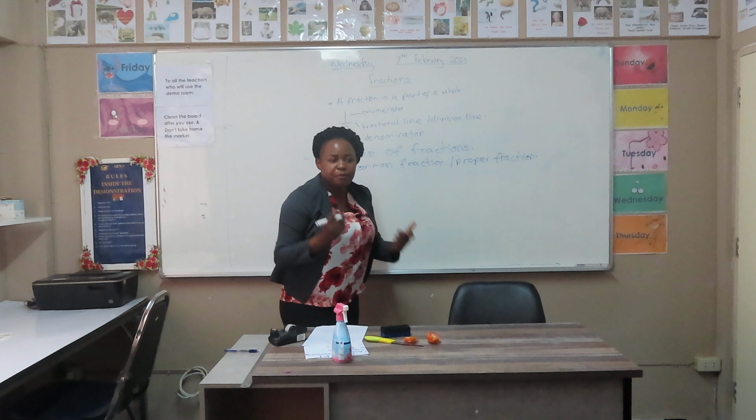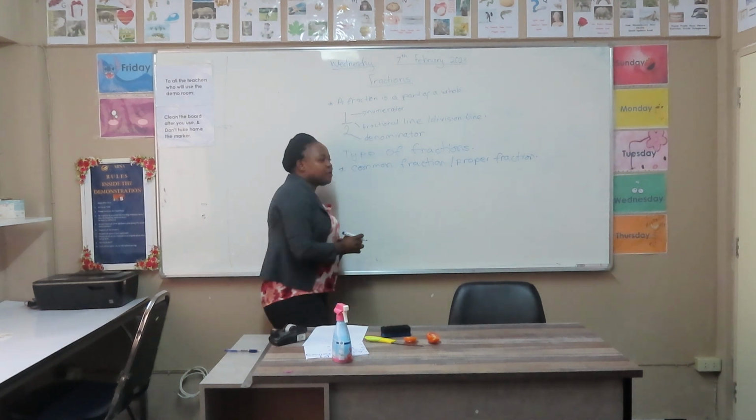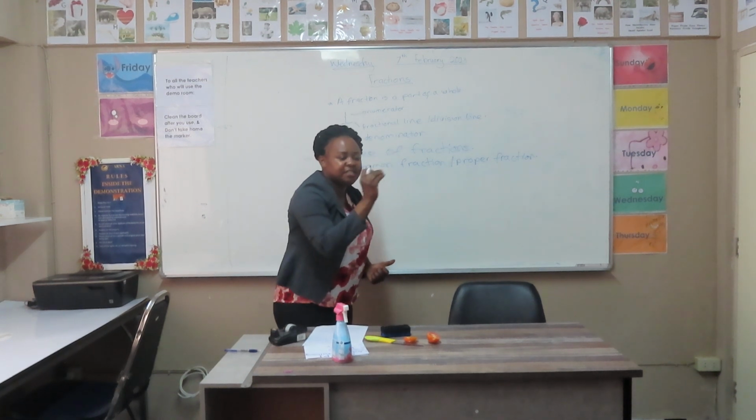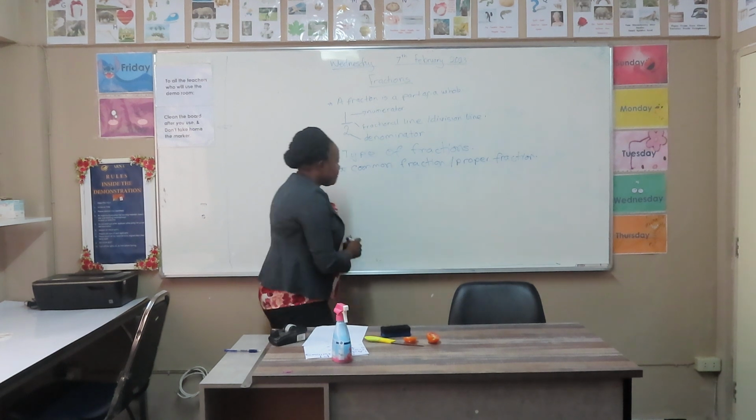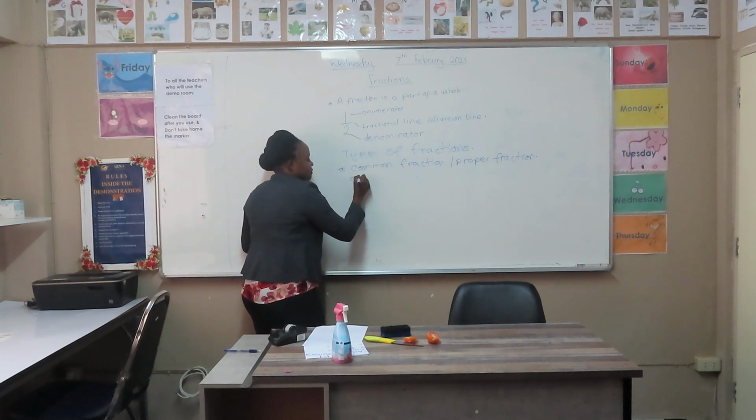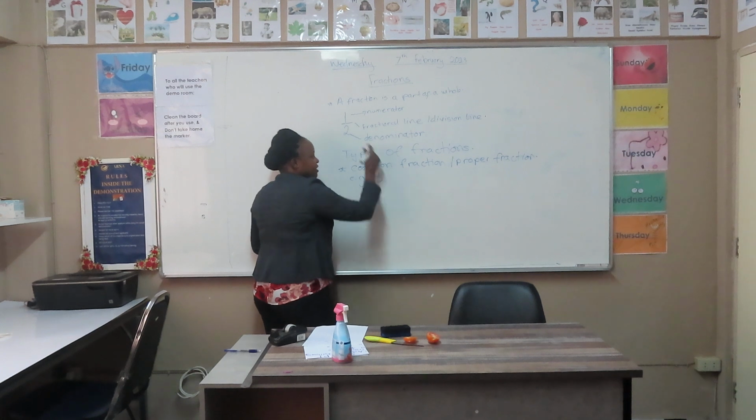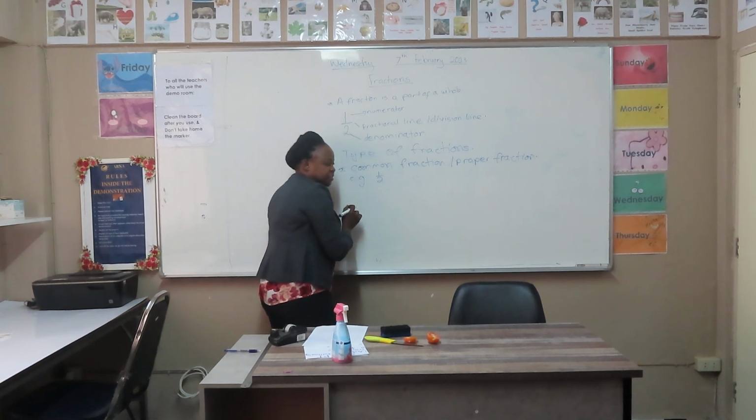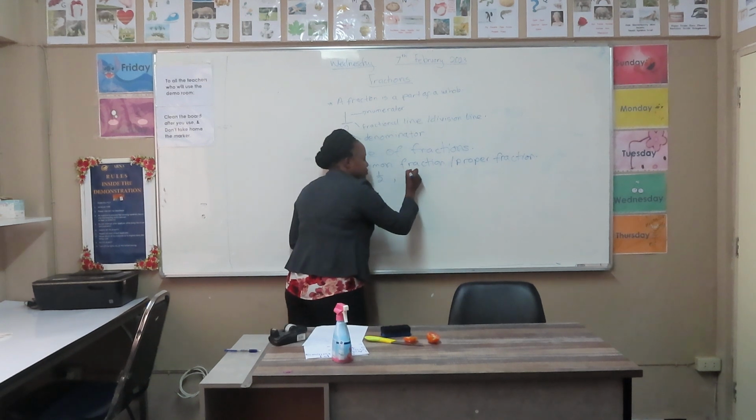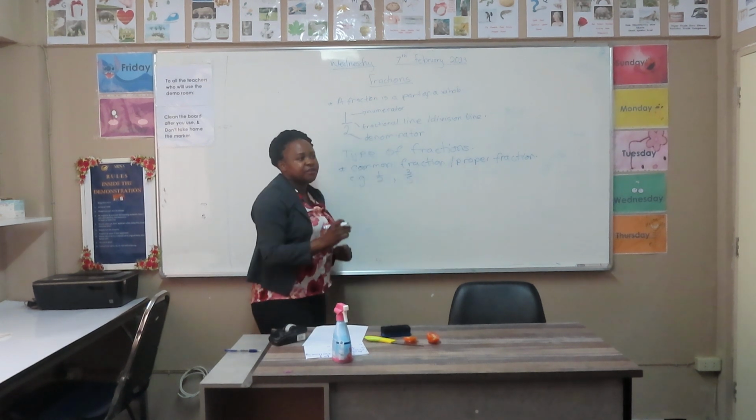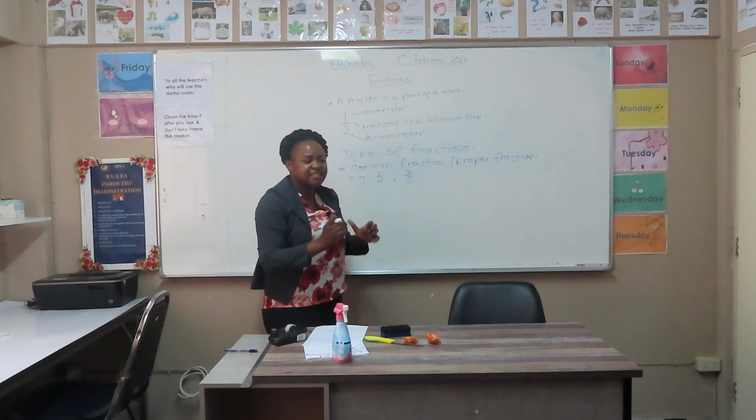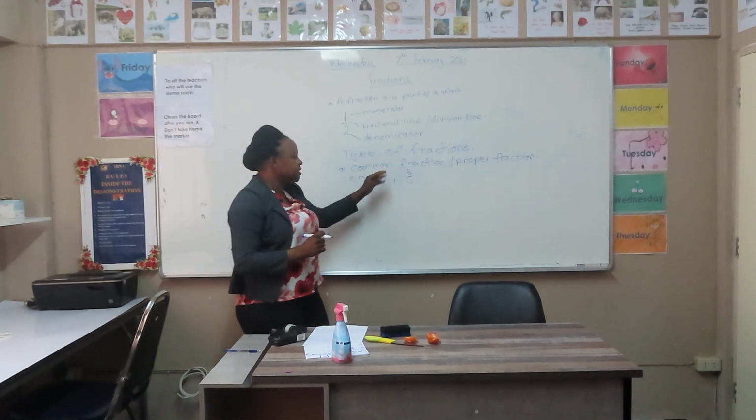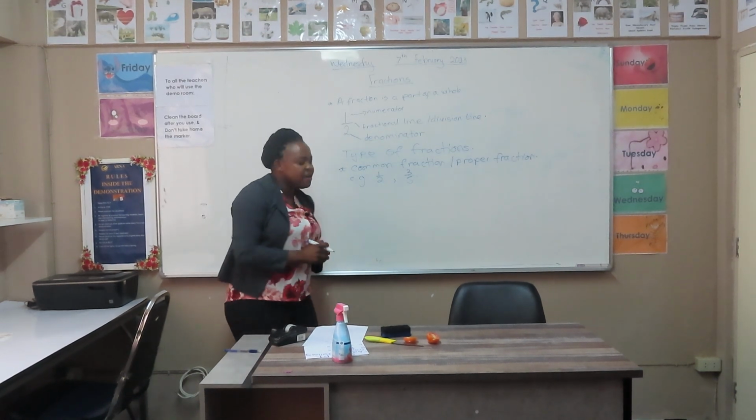How do you identify a proper fraction? A proper fraction always has a smaller numerator and a bigger denominator. For example, the first one that we looked at, 1/2. The numerator is smaller than the denominator, followed by 3/5. Whenever you see the numerator being less than the denominator, it means that they are called proper fractions.